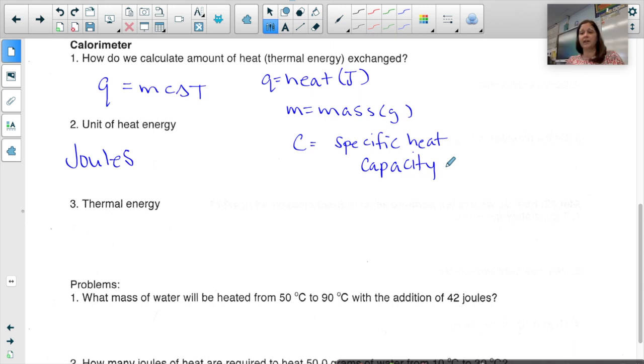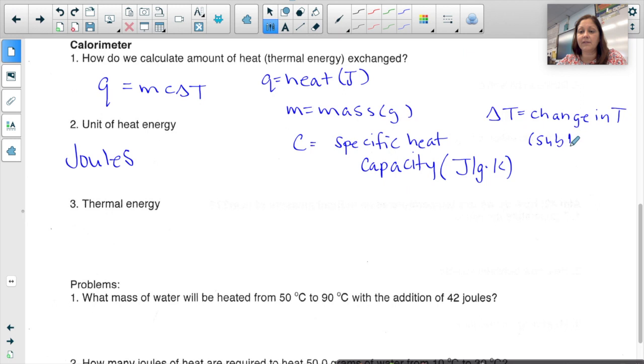Which for water is found on Table B, and the specific heat capacity of water is on here, and the unit given is joules per gram Kelvin. Delta T is the change in temperature, and all that means is that you need to subtract the two temperatures. They can both be in Kelvins or both in Celsius, because since the size of the degree is the same, you'll get the same difference.